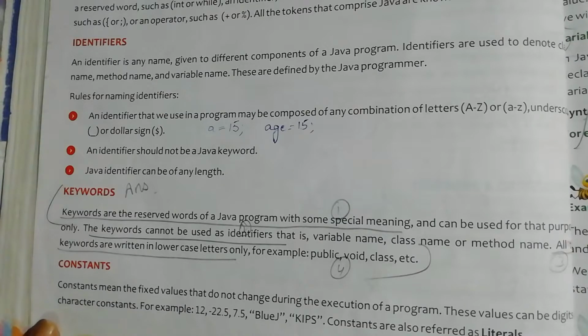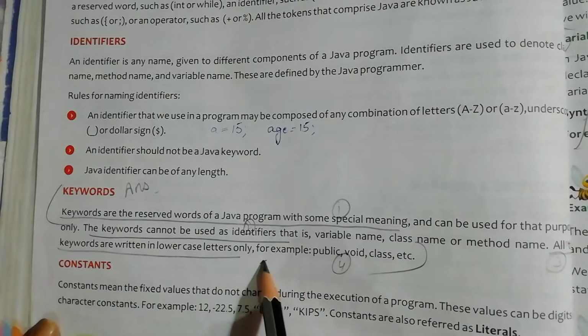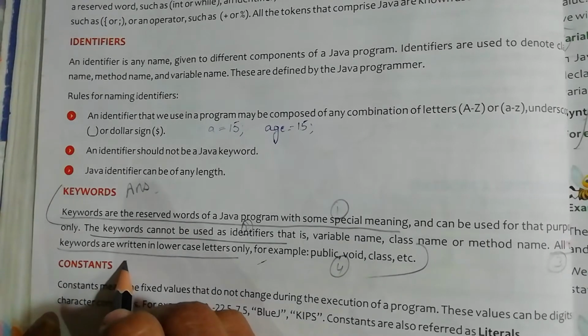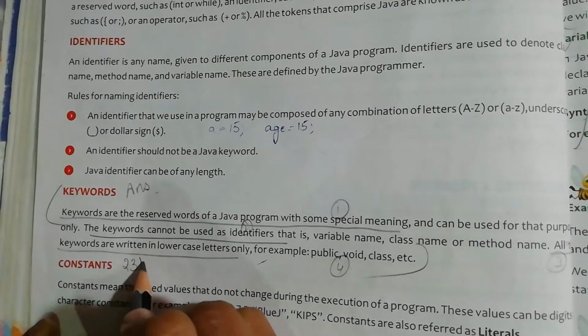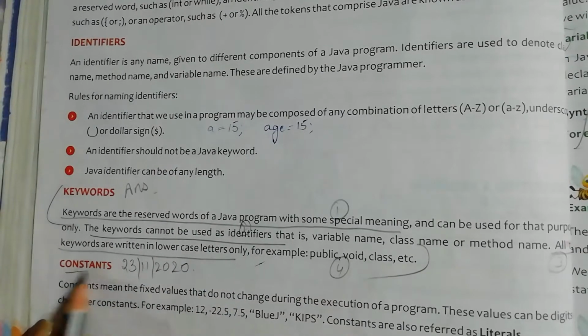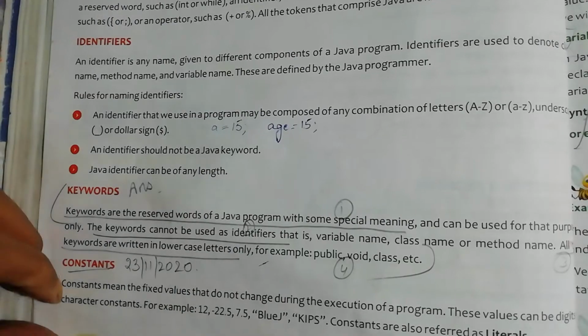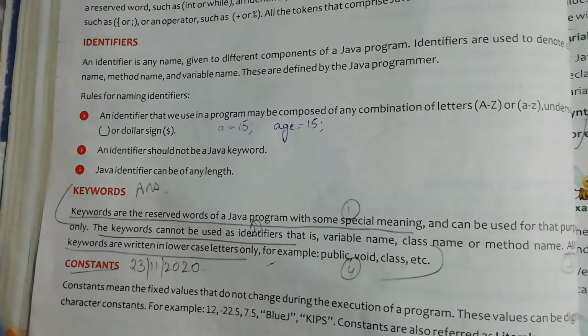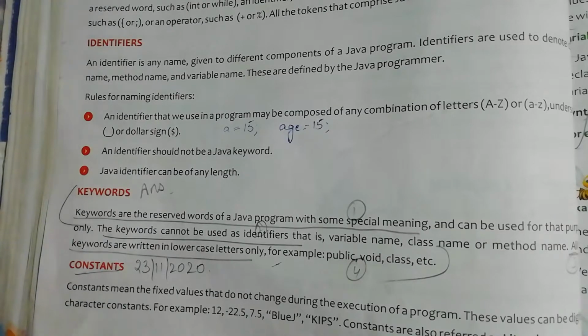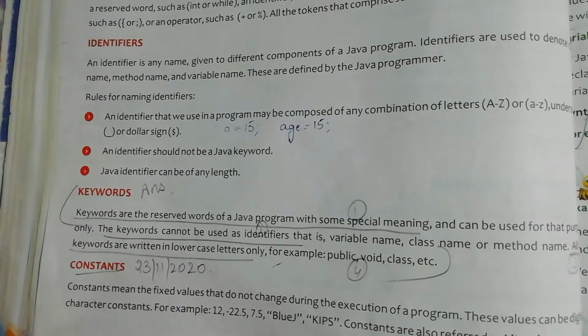So in the last video we have discussed till this point, that is the keyword. So today we are going to start this new topic, and the name of the topic is constant. So what is constant? A constant is a thing which is fixed in nature. कोई भी ऐसी चीज़ जो fixed है, that is called a constant thing.